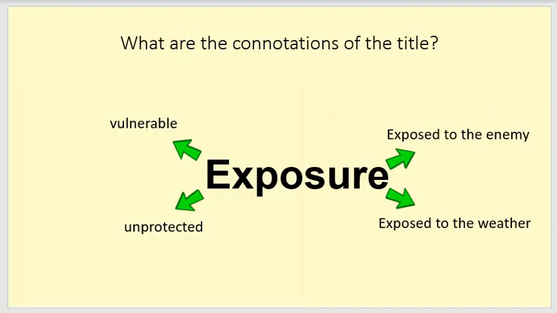Okay, secondly, as always, what are the connotations of the title? So it's called Exposure. Those of you that are interested in photography might immediately think of that. Some of us might say, well, if you're exposed, you're obviously quite vulnerable. You might be unprotected. Exposed to what, though? The enemy, the weather? And that's what we're going to be exploring. So make those annotations around the title of your poem.